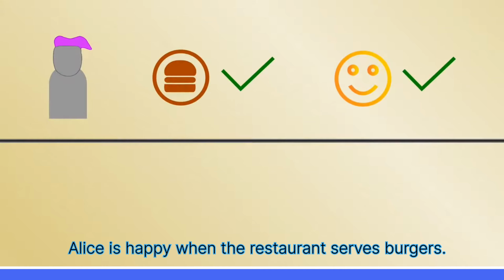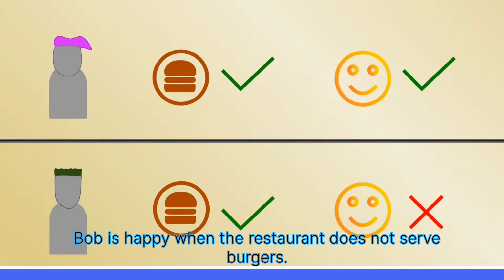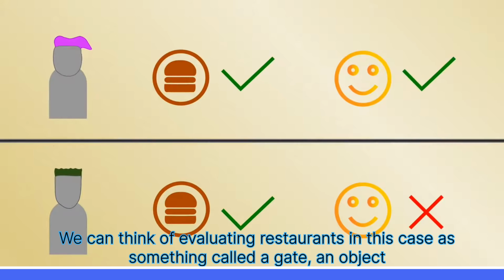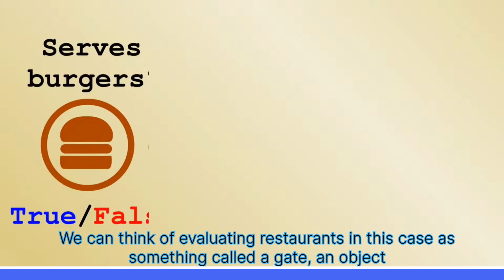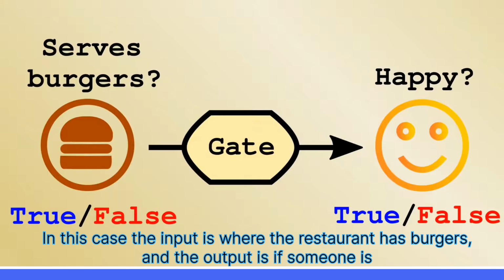Let's say some friends are choosing a restaurant. Alice is happy when the restaurant serves burgers. Bob is happy when the restaurant does not serve burgers. We can think of evaluating restaurants in this case as something called a gate, an object which takes a binary input, true or false, 1 or 0, and returns a binary output.